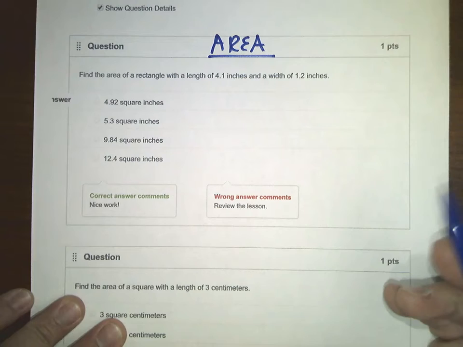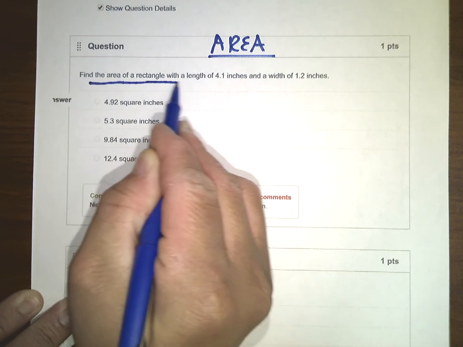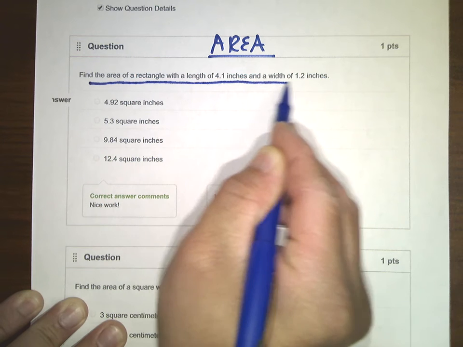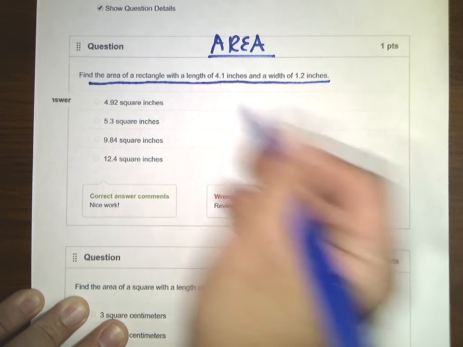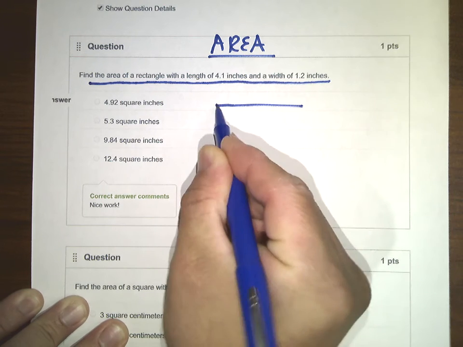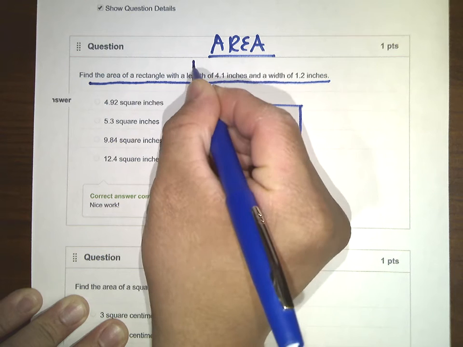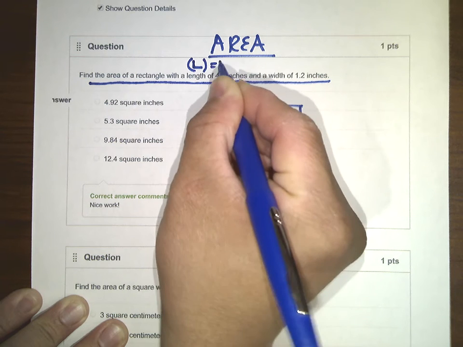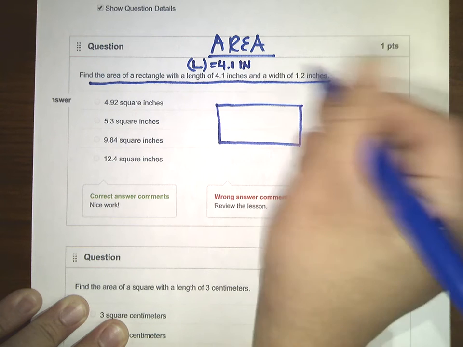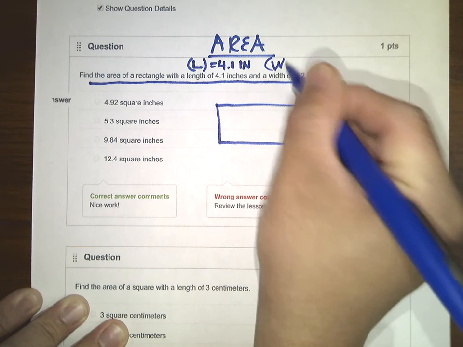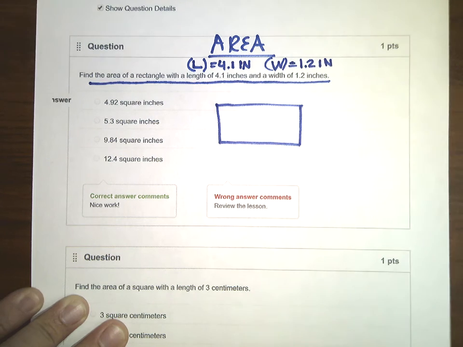Alright, so here's the first question. Find the area of a rectangle with length of 4.1 inches and a width of 1.2 inches. So I'm going to start by drawing a rectangle here. And the length, I'm going to just use L for length. That will be 4.1 IN, and IN is the abbreviation for inches, and W for width, and that will be equal to 1.2 IN for inches.